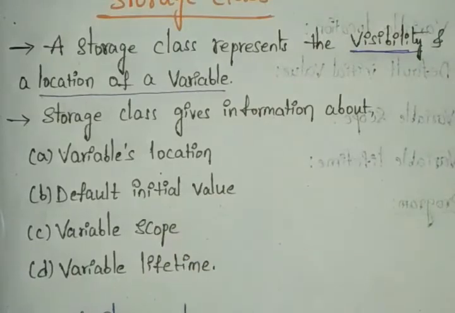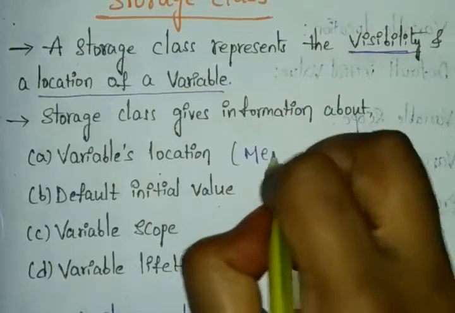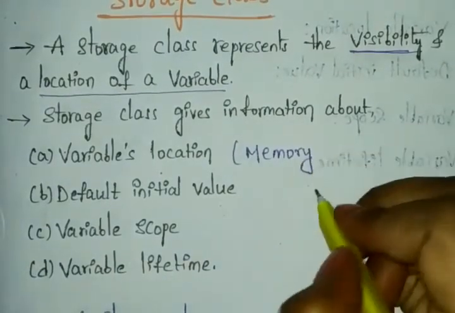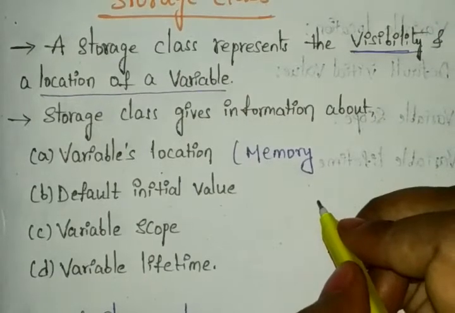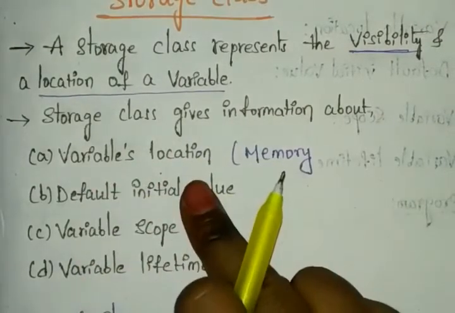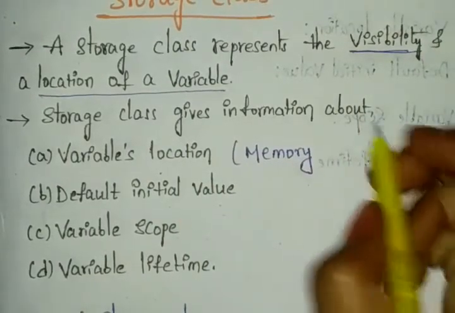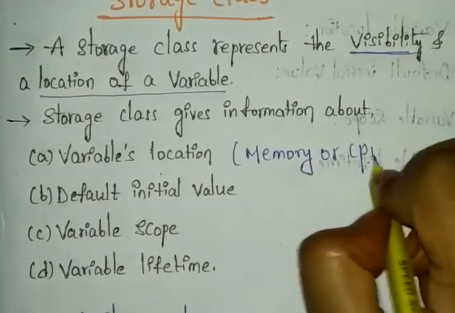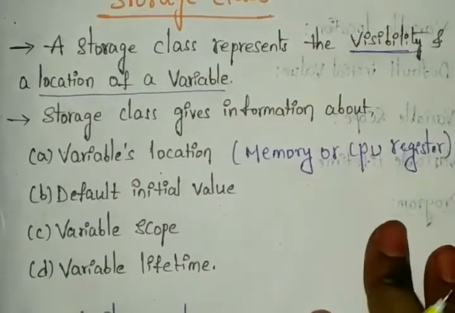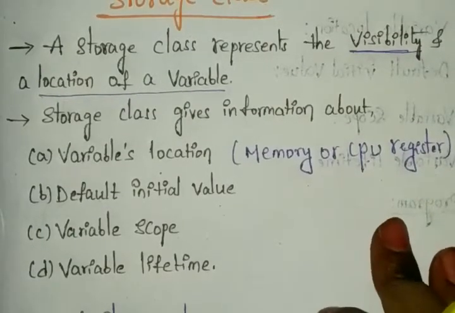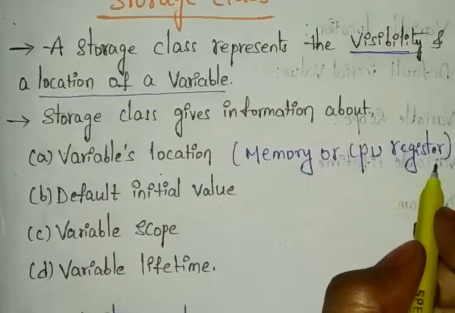The variable's location may be in memory. In memory it is stored in primary memory, or else in secondary memory. Like that, it shows our variable's location, or sometimes it shows the CPU register, meaning whether it is stored directly in the CPU or not. So the variable location can be shown in the form of memory or else in the CPU register.